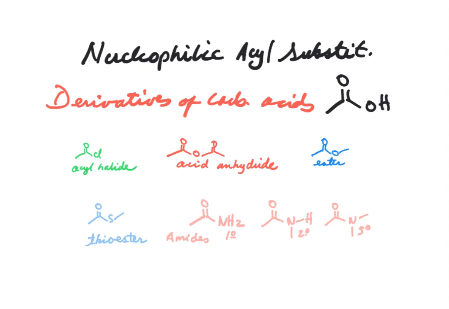Here we list the derivatives of carboxylic acids. We see first the acyl halide, when instead of an OH we have a halogen, the acid anhydride, an ester, a thioester, and three different kinds of amides, a primary amide, secondary amide, and a tertiary amide.